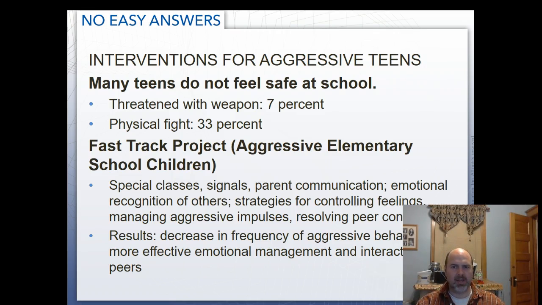There's special classes, signals like yellow, red light. Parent communication, emotional recognition of others, strategies for controlling feelings, managing impulses, resolving peer conflicts. The result is a decrease in frequency of aggressive behavior, more effective emotional management, and interaction with peers.